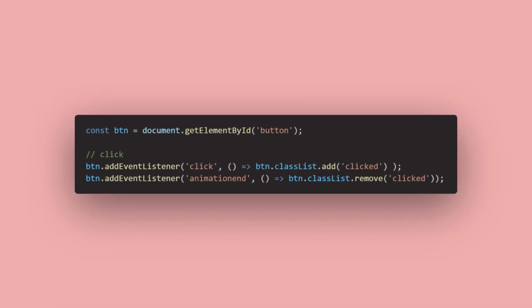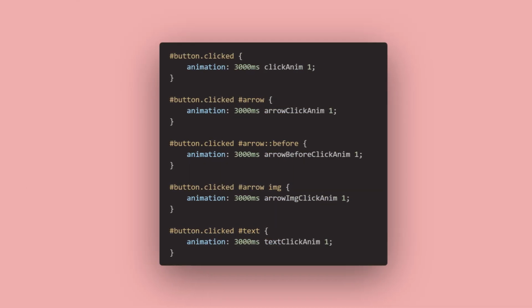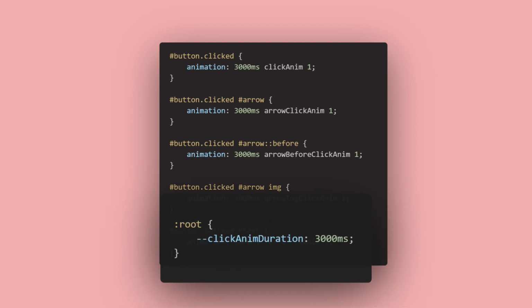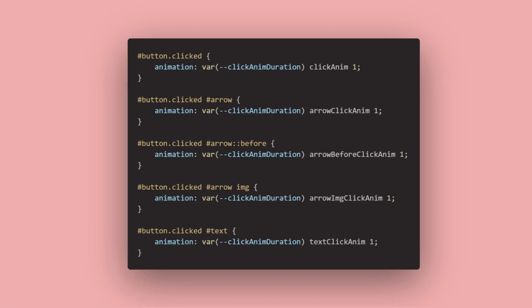First, I'll add the JavaScript. Similar to what I did for the previous animation, I'll set the click class on the click event and remove it when the animation ends. This class will be used to trigger all 5 animations, so I'll add a rule set for the elements using the button click selector, and I'll set the animation duration to 3000 milliseconds, add the animation name, and set the iteration count to 1. But instead of repeating the duration 5 times, I'll set it in a CSS variable and reference it here. That way, the duration can be easily changed in one spot if needed.